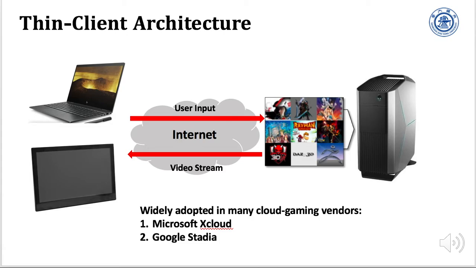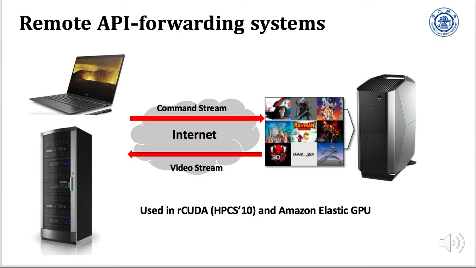and Microsoft xCloud. The remote API forwarding systems, the prototype of gRemote, allow users to run applications on hardware accelerators by remoting commands through the network, proposed by rCUDA and implemented in the Amazon Elastic GPU.